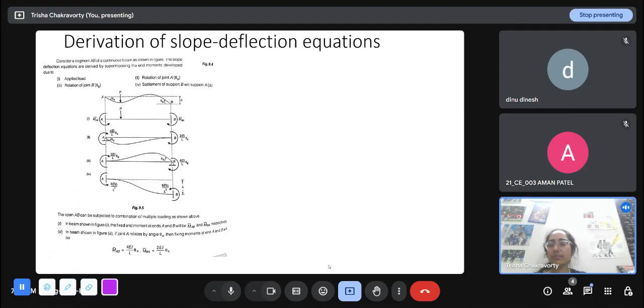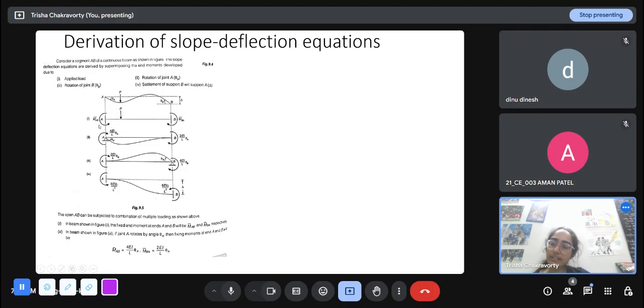Derivation of slope deflection equations. Now let's consider a segment AB of a continuous beam as shown. The slope deflection equations are derived by superimposing the end moments developed due to applied load, rotation of joint A, rotation of joint B, and settlement of support B with respect to A. So there is one theta A, one theta B, one delta, and one applied force P here. So this is my AB beam.